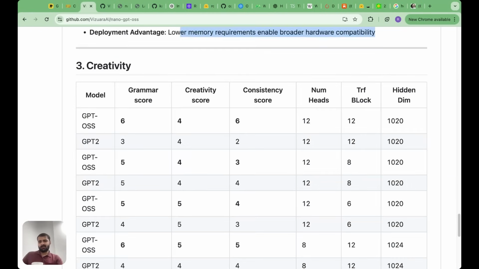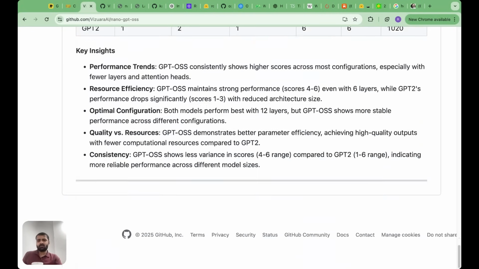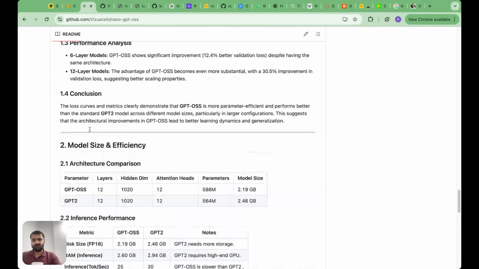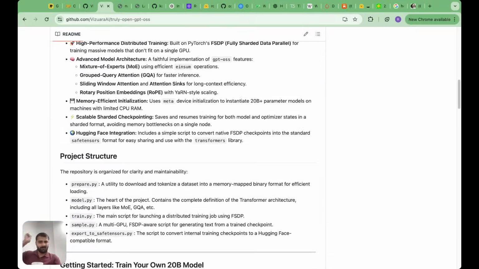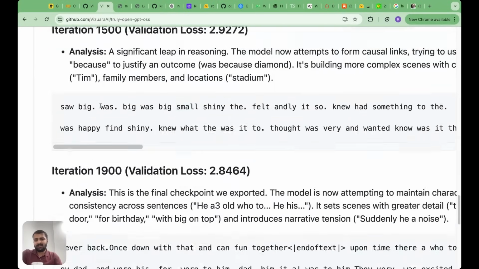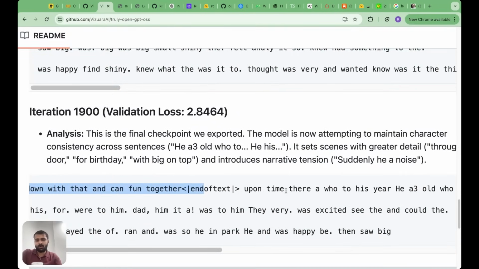We even went a step further and actually calculated the creativity score, consistency score, and the grammar score of our generated responses. And we obtained very decent scores across all of these metrics for the GPT-OSS architecture. This is the nano-GPT-OSS repository, and there is also a completely, truly open GPT-OSS which has 20 billion parameters. Here, the inference results which we have obtained so far are not that great. We have reached a stage where the inference is producing some partial phrases, but it's getting better and better.